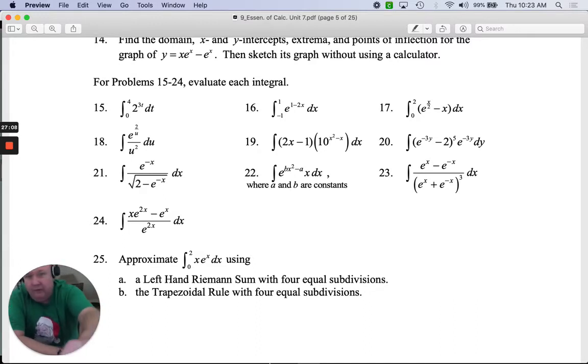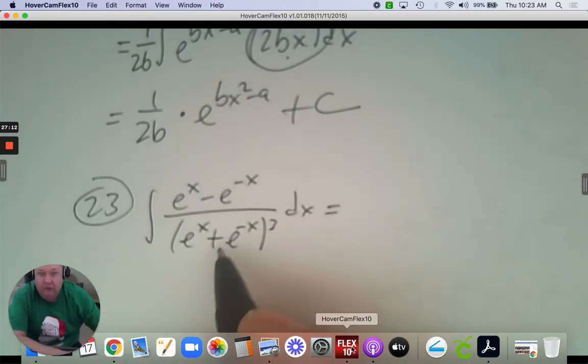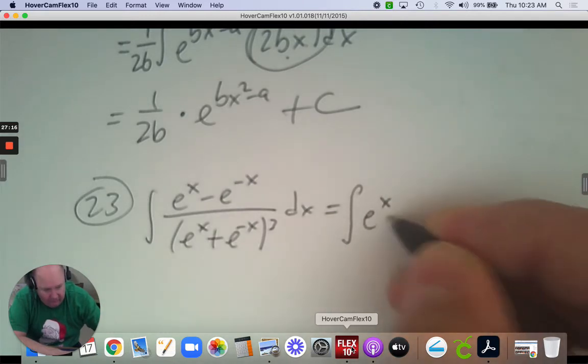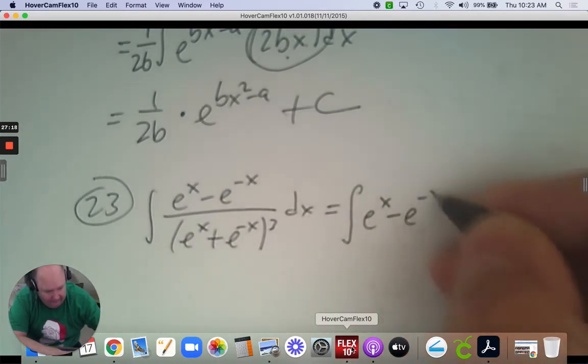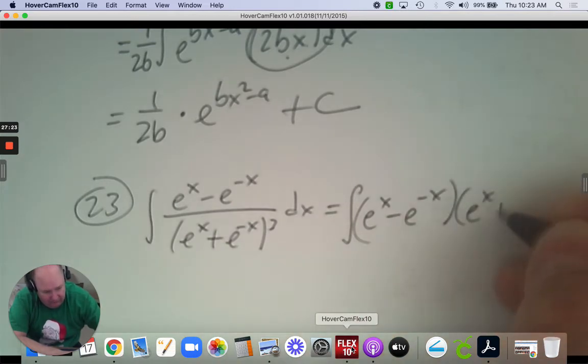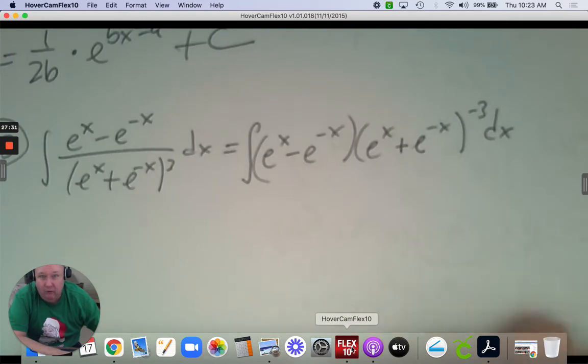All right, let's integrate this. It's kind of a puzzle to undo a bit. So I need to write this calculus friendly. So we have e to the x subtract e to the negative x, multiplying e to the x plus e to the negative x to the exponent negative 3. So we have no fraction.